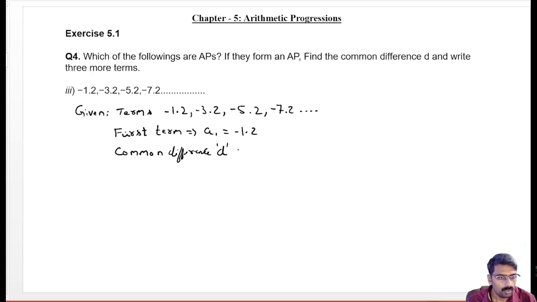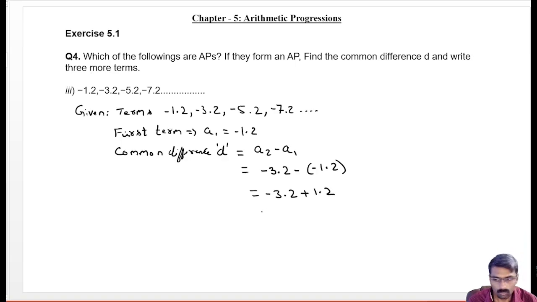Common difference D will be equal to A2 minus A1. So that would be equal to minus 3.2 minus, so minus of minus 1.2. So this should be in bracket because there are two minus. It would be plus now. So that would be 3.2 plus 1.2. So when we solve this, our answer would be minus 2.